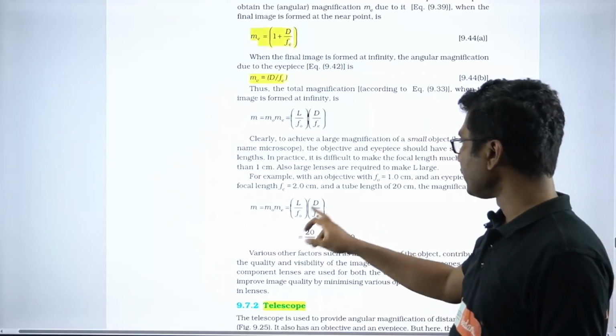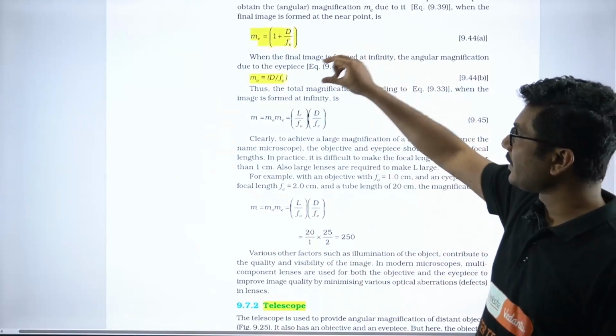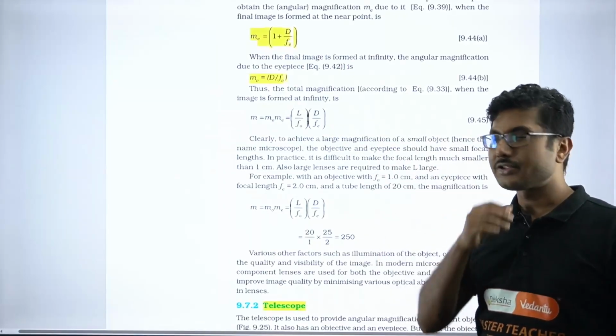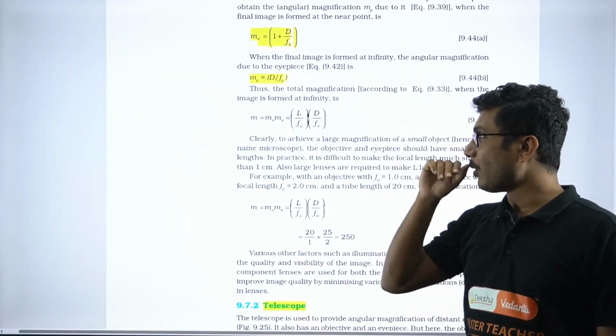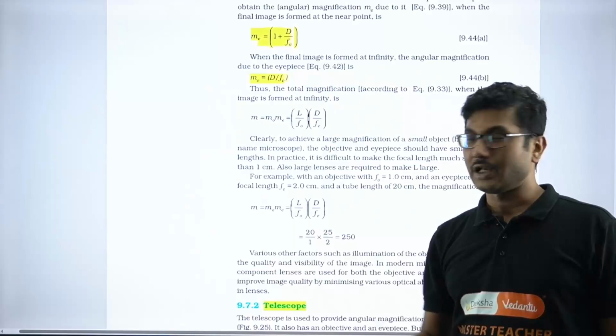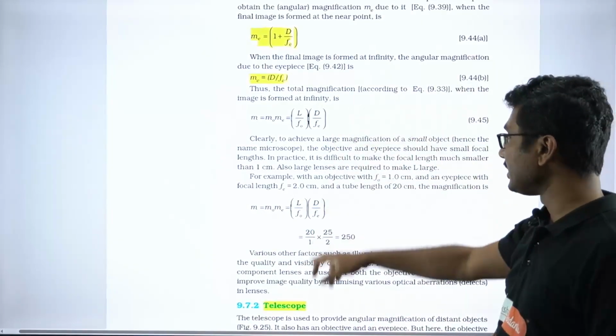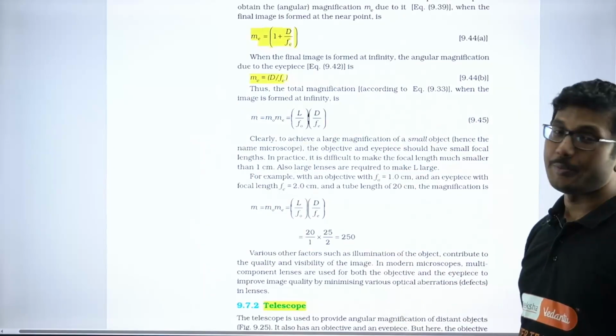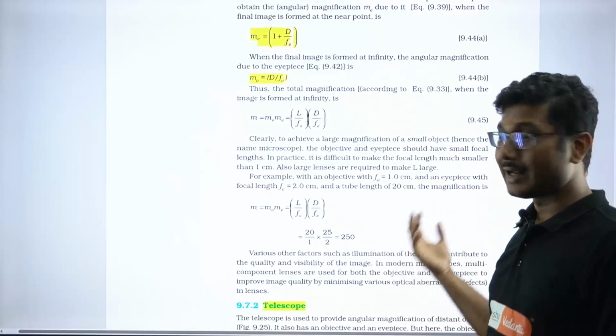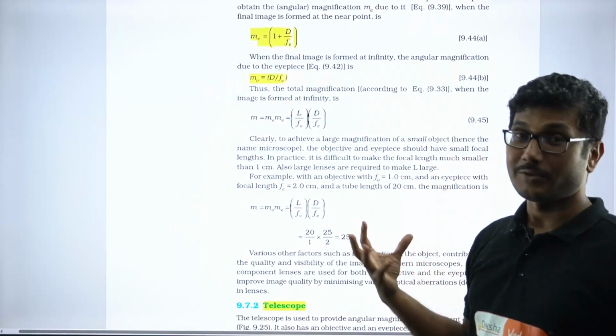Generally the magnification of the eyepiece remains constant. The magnification of the objective you can change based on the focal length. If you decrease the focal length, the magnification increases. So you can make up to 250 times brighter and enlarged image of the object if you see it properly.